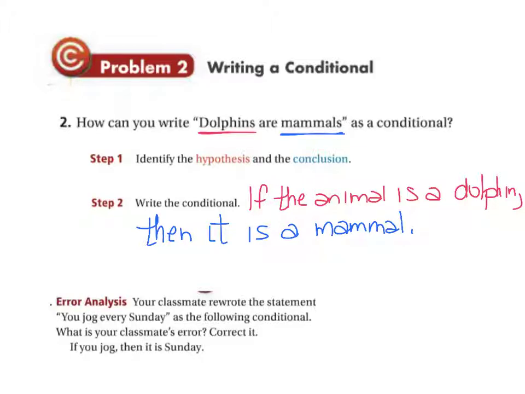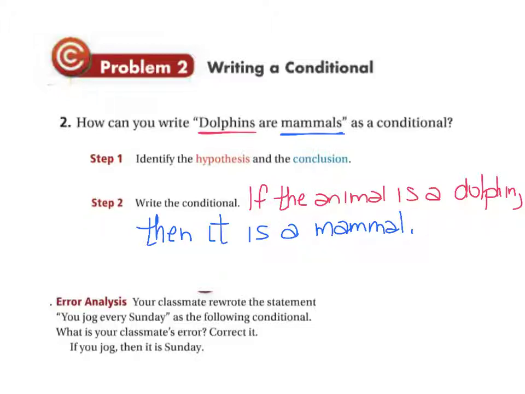Your classmate rewrote the statement "you jog every Sunday" as the following conditional. Now, before I even read it, think about what "you jog every Sunday" means in your head, and you're trying to turn that into an if-then. If you jog, then it's Sunday. That's not right. When you say you jog every Sunday, you jog on Sundays. If it's Sunday, then you're jogging. But this isn't saying I only jog on Sundays, and that's what my classmate's conditional says here: if you jog, then it's Sunday. That's not what this means.